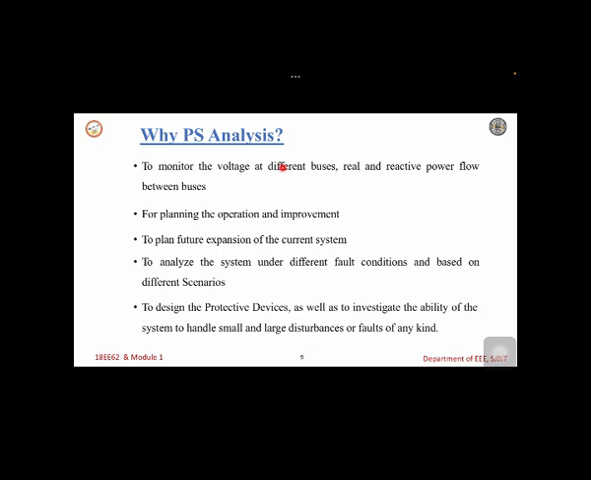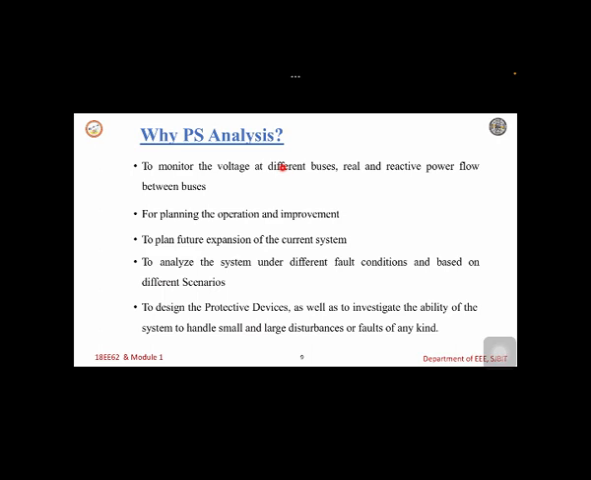Now we will see why we need a power system analysis. Till now we understood what a power system is, what components it has, what the structure of the power system is, and how the power flows from the generating station to the consumer. Now we will see why we need a power system analysis.